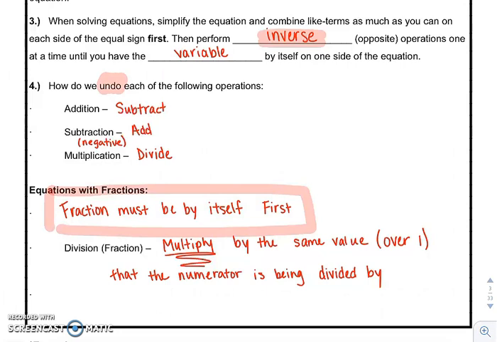The fraction is kind of always the last thing you worry about if there's more than the fraction on one side of the equation. So a fraction is just division, guys. So if something is being divided by a number, or you have something in the numerator over something in the denominator, to get rid of that fraction, if something is being divided or over 5, then we're going to multiply by 5.